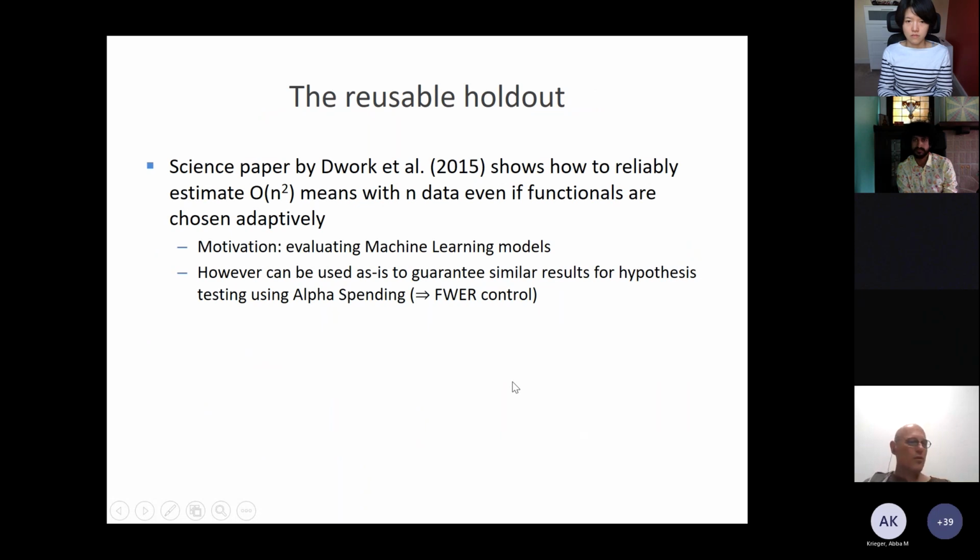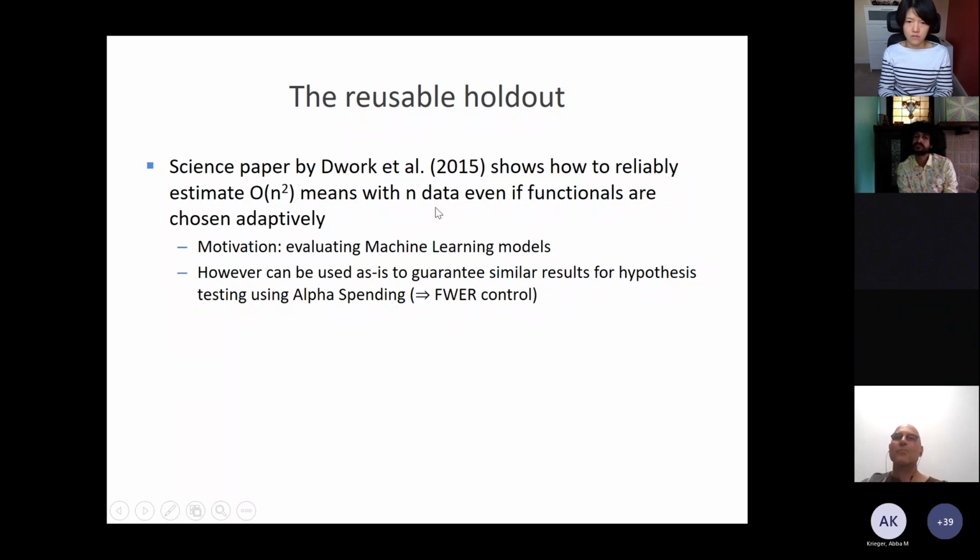So what I want to do is talk in the few minutes I have left about this approach from machine learning, the most famous instance of which is the reusable holdout work, the Science paper by Dwork et al. They showed that with n data, we can basically estimate n squared adaptive quantities. So we choose what to estimate next based on the results of the previous estimates, or equivalently, we choose what to test next based on the results of previous tests.